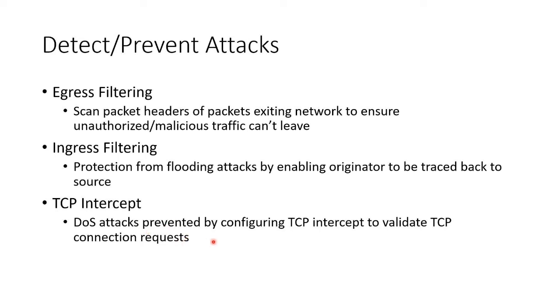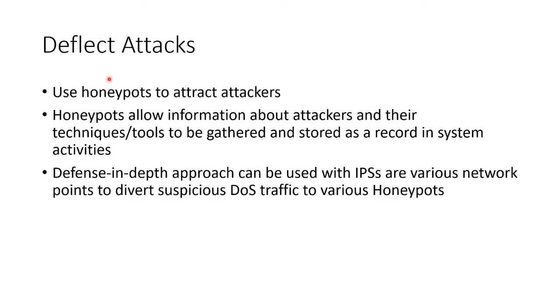Or prevent the DoS attacks by configuring TCP intercept to basically validate all TCP connection requests first before they're even tried by the server. And you can have firewalls and things do that. You could also use honeypots and honeynets to sort of deflect the attack so that they'll be focusing on something unimportant. You can gather information about your attackers while they're busy with the honeypot or the honeynet. You're going to want to have defense in depth with intrusion prevention as well as honeypots that will attract away your suspicious DoS traffic.